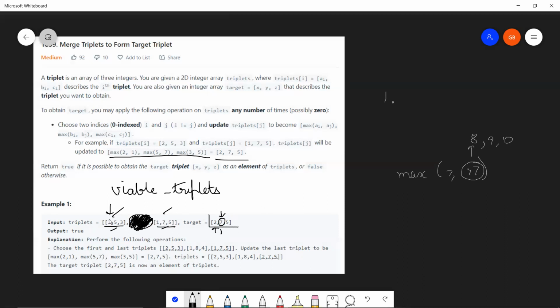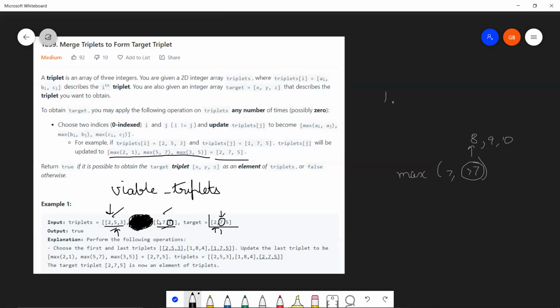I cannot get it from the first triplet. No worries, I can get it from a second triplet. Right. There's no possibility that any triplet would exceed the corresponding values because we are only iterating over the viable triplets. In our first iteration, we have removed all the non-viable triplets, right?